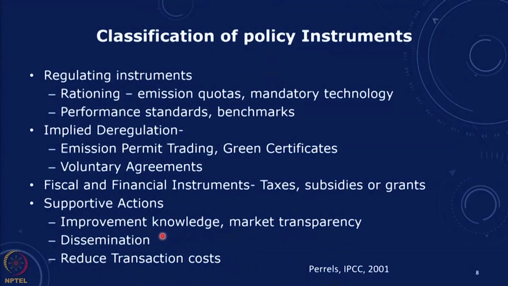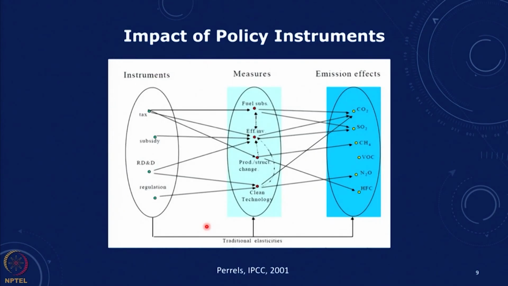There are many other supportive actions that we may provide in terms of policy instruments. Often one of the barriers is because of lack of information. So, we can provide dissemination, we can reduce the transaction cost, we can improve knowledge and market transparency. So, these are some of the possible policy instruments. There are of course many other possible policy instruments.